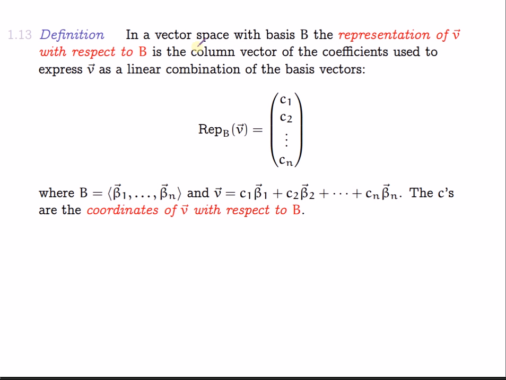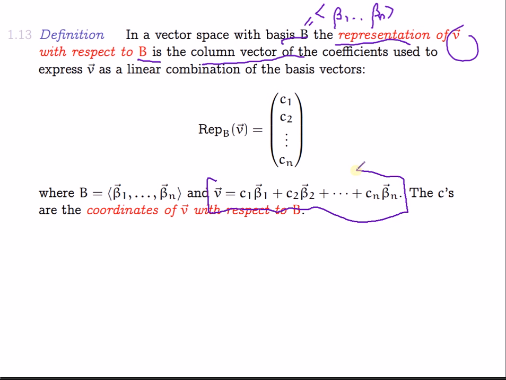So we formalize that with a definition. In a vector space with basis B, remember B is the set of vectors beta 1 up to beta n, we call the representation of a vector v with respect to the basis B the column vector of coefficients in a linear combination. In other words, if we have v expressed in this way as a linear combination of betas, then the representation of v with respect to basis B is simply the coefficients in the sum. These are called the coordinates of v with respect to the basis B.